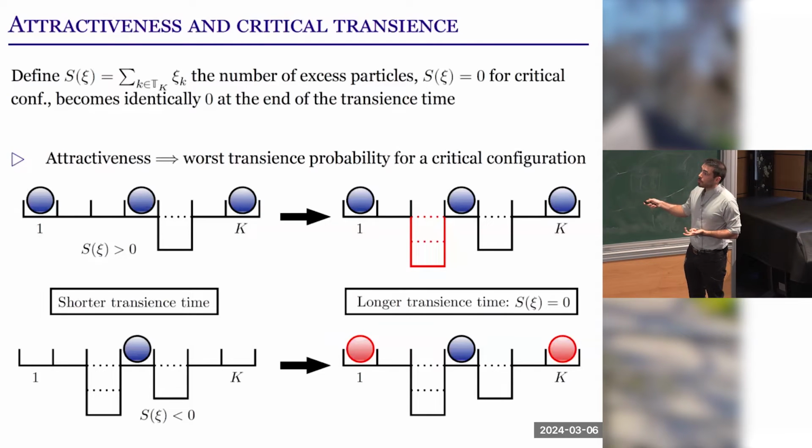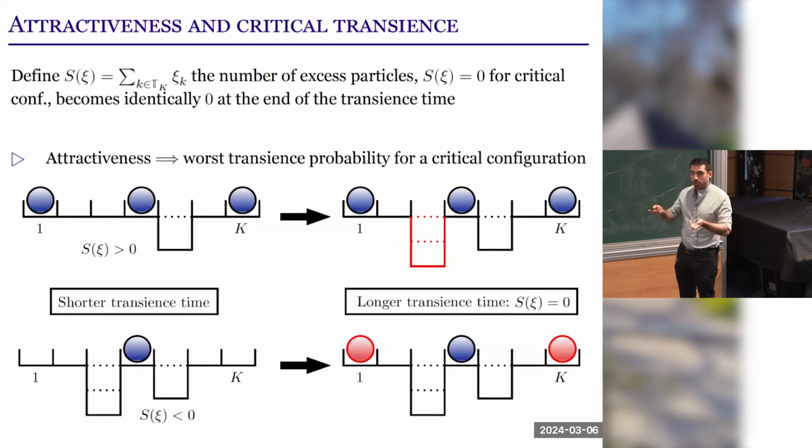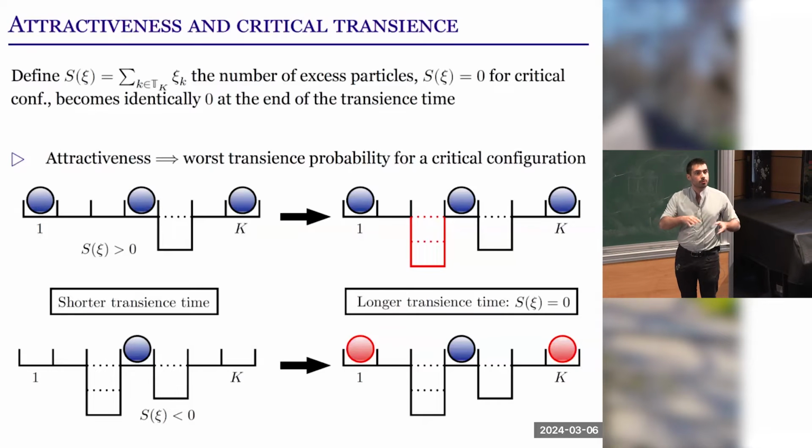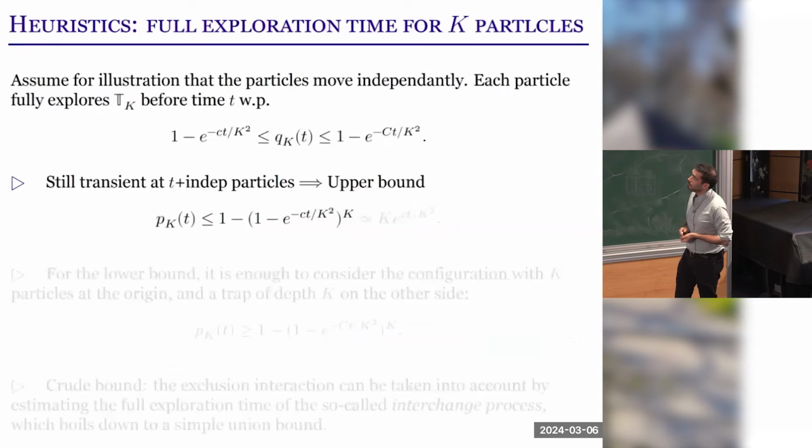Okay, and for subcritical configurations, essentially the reasoning is exactly the same, and you can convince yourself that a configuration with a lot of traps is going to become frozen faster than a critical configuration, because you're just adding up particles, so you're making it harder to become stuck. Okay, so now we have completely removed supercritical and subcritical configurations from the equation. If we want to understand the maximal transience time, we're just going to look at the critical configuration.